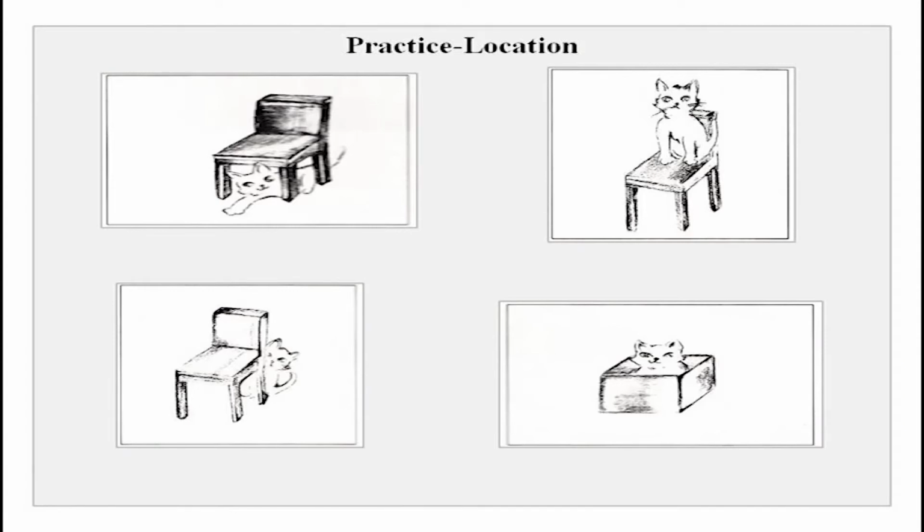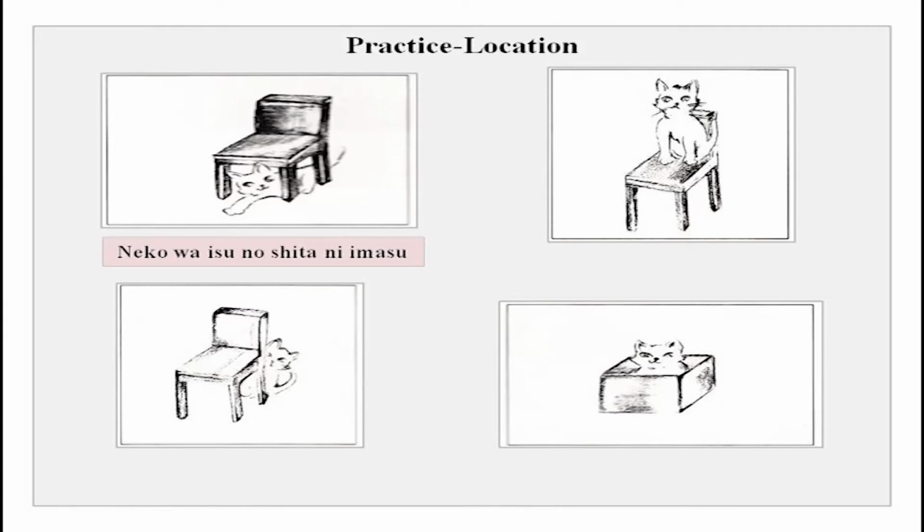Now, what you can do is you can practice location of the cat over here. Where exactly is the cat? Is it under the table? Over here you can see under the chair, inside the box, behind the chair and on top of the chair. So, let us see what it is in Japanese.